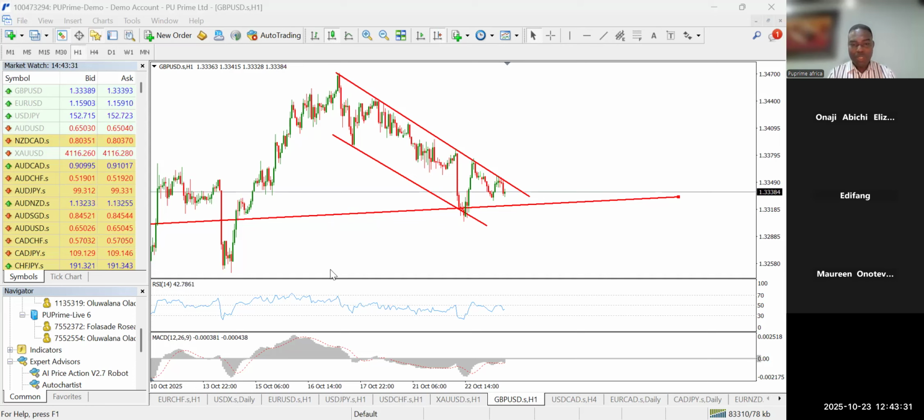Okay, so I'm checking BTC USD and NAS 100. All right, I'll check it straight away.